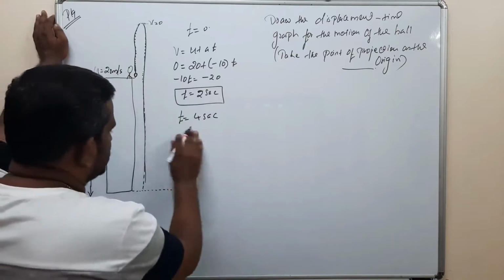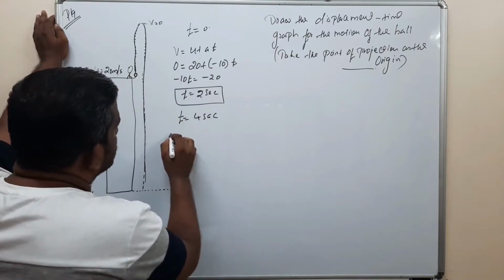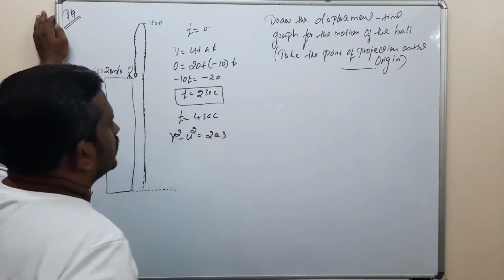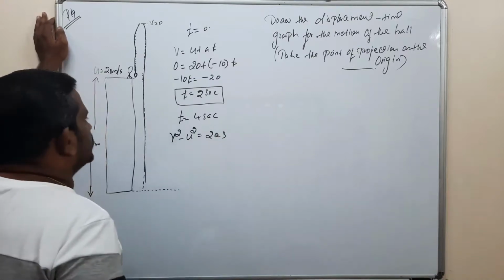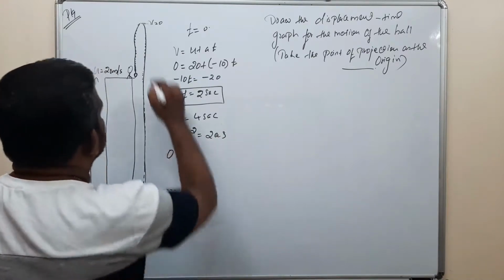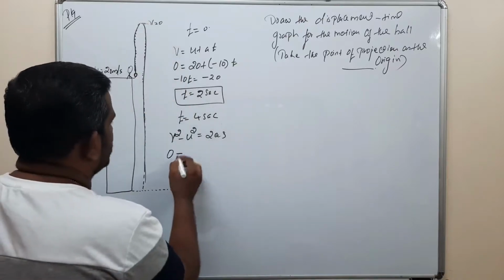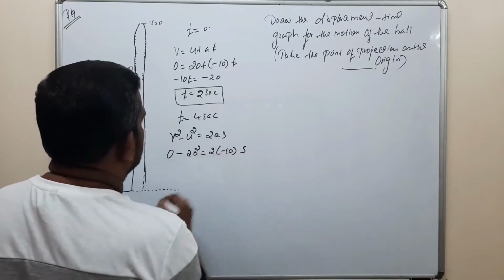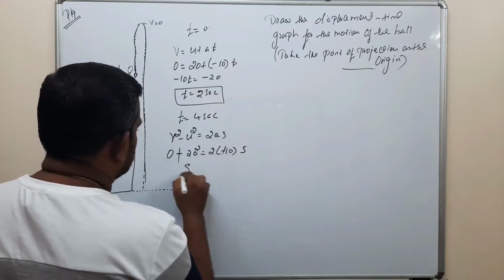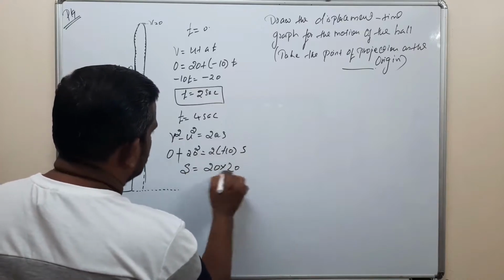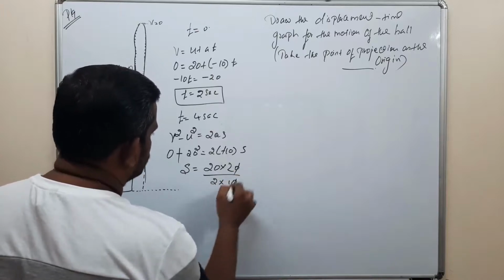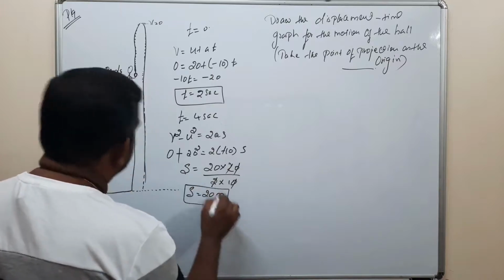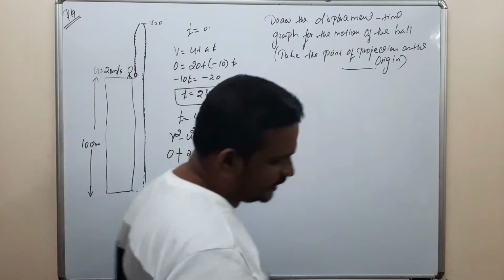The maximum height reached by the ball: v square minus u square is equal to 2as. At the topmost position the ball's velocity is 0, minus the initial velocity 20 square, is equal to 2 into minus 10 into s. The minus signs cancel. So s is equal to 20 into 20 divided by 2 into 10, so the 2 cancels. So s is equal to 20 meter. So from the mean position the ball reached a height of 20 meter.